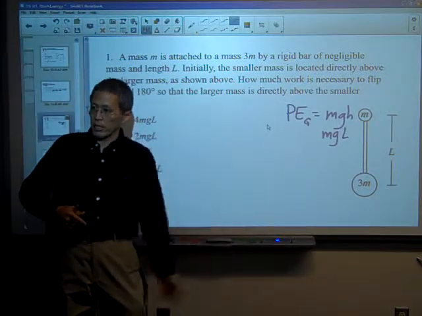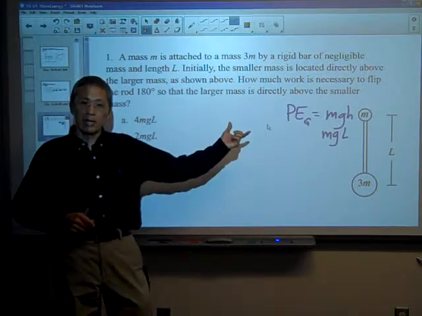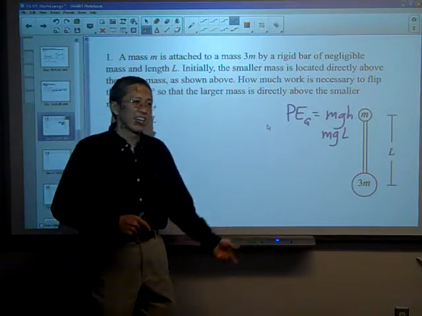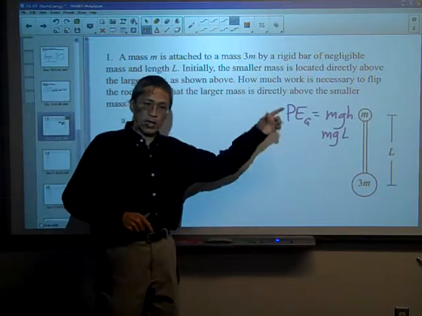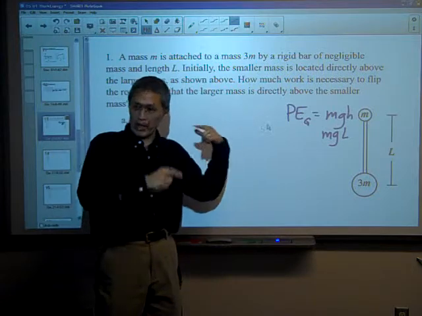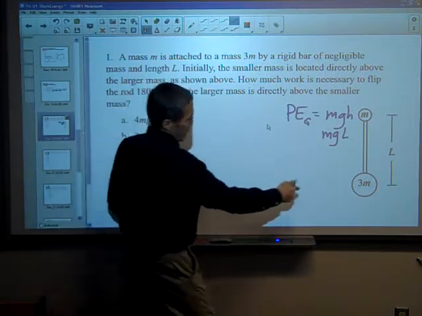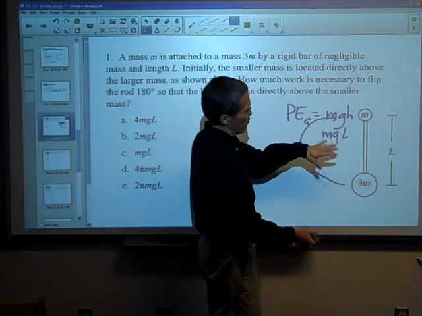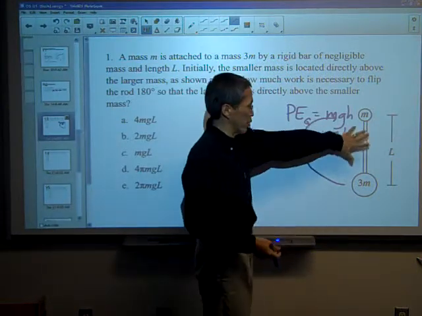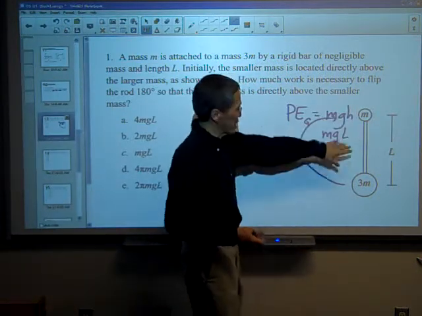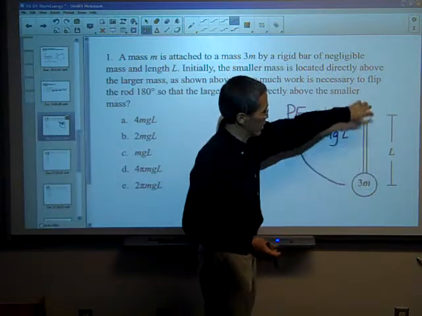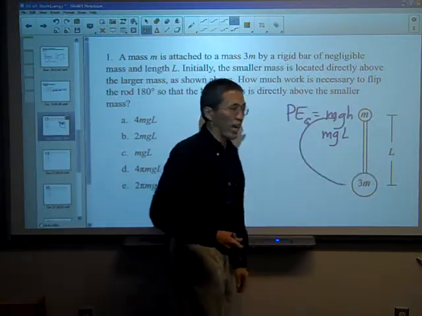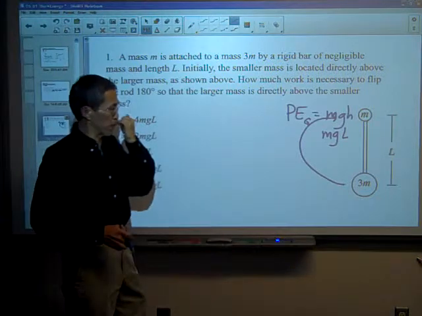The force of gravity is a conservative force, so it doesn't matter what path I take. It doesn't matter if this guy turns, or if it's flipped directly, or if this is not rigid and we have to move it somehow. It doesn't matter how it gets there, as long as this is above there and this is below there. That's the final position, and that's all we need to worry about.